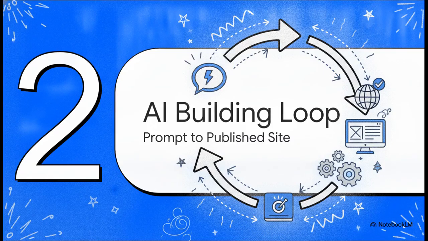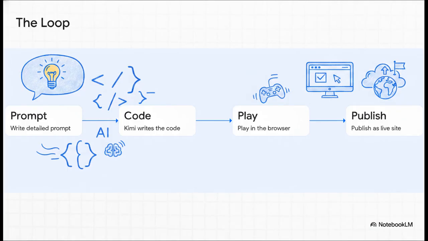Next up, the AI building loop, or how to go from one single prompt to a published site. Now, this loop is wild because it takes a process that honestly used to take days or even weeks of coding, hosting, and debugging, and just distills it down to 4 incredibly simple actions. Step 1, you write one detailed prompt. Step 2, Kimi writes all the underlying code for you. Step 3, you actually play and test it directly in your browser. And step 4, you publish it as a live site with a single click.